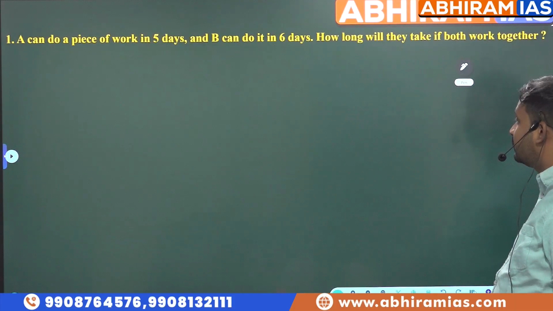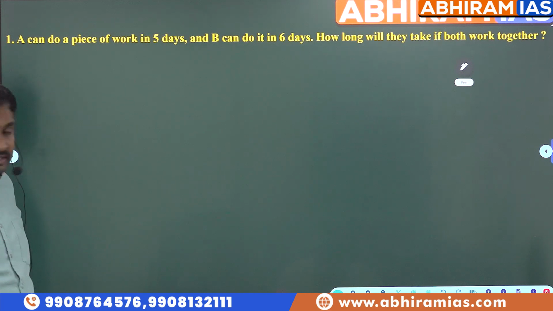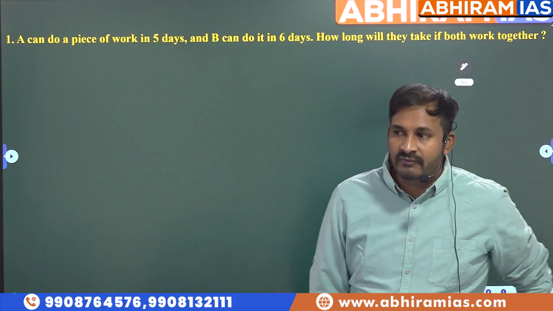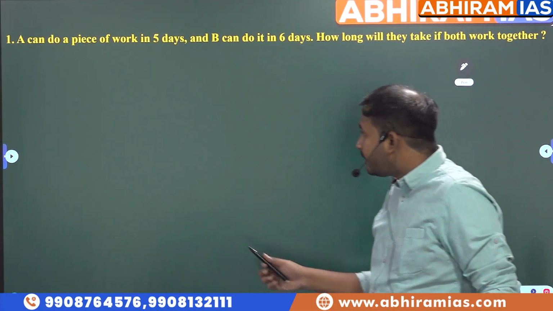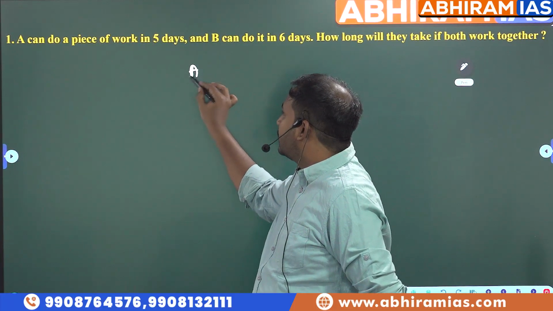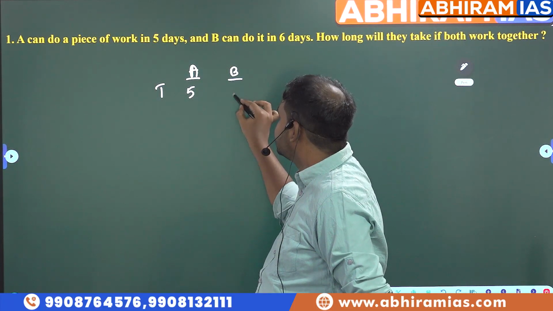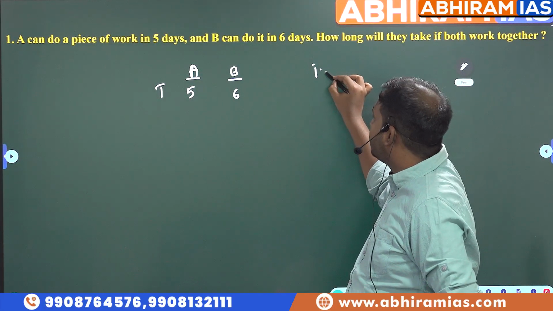Now we will go to the questions, students. Now please see here. A can do a piece of work in 5 days. B can do it in 6 days. How long will they take if both work together? That is the question. Now first, A takes what time to finish the job? 5 days. B takes what time to finish the job? 6 days.